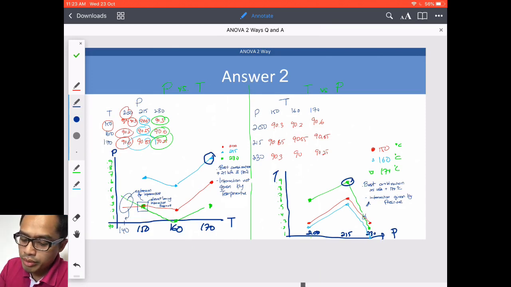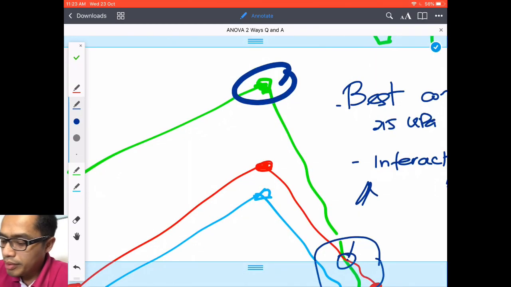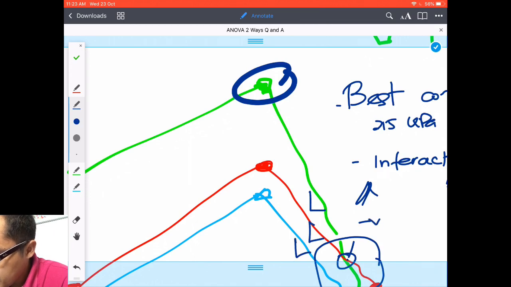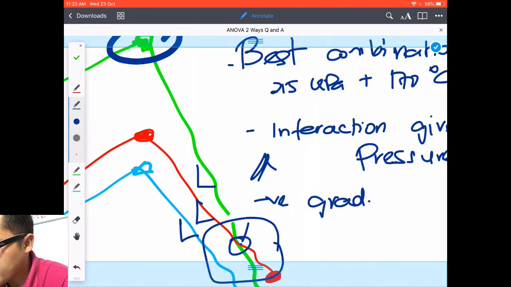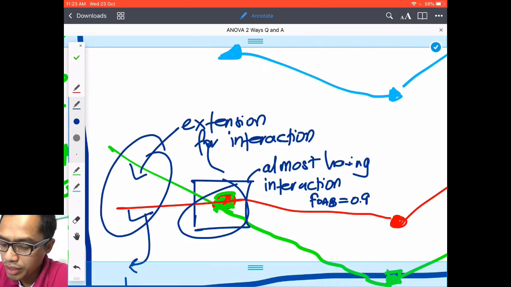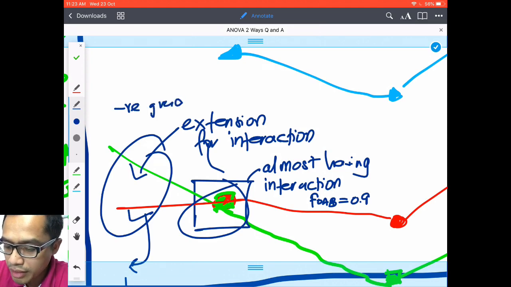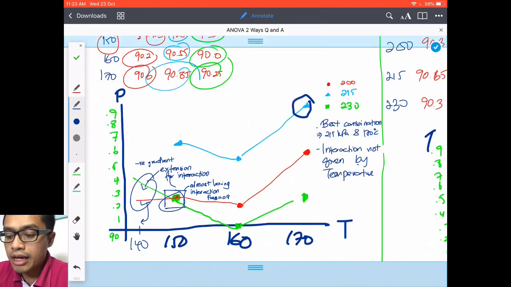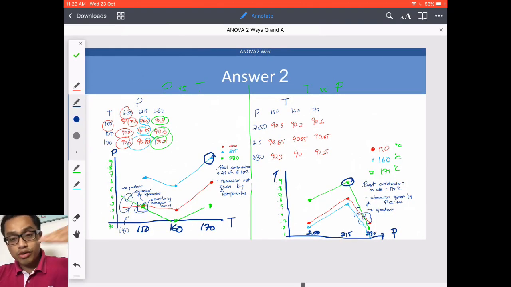I'm going to use a blue pen. This one, interaction here and interaction there. Both of them have negative gradient. Okay, negative gradient. This one as well. Look, if you increase or reduce the temperature, the graph will have negative gradient. What does it mean? Negative gradient means your results will drop. Okay, a good yield will be a linear graph going up. That means you have a good yield. So be very careful. The interaction happens, yes, but at the expense of a reduction in the overall experiment.